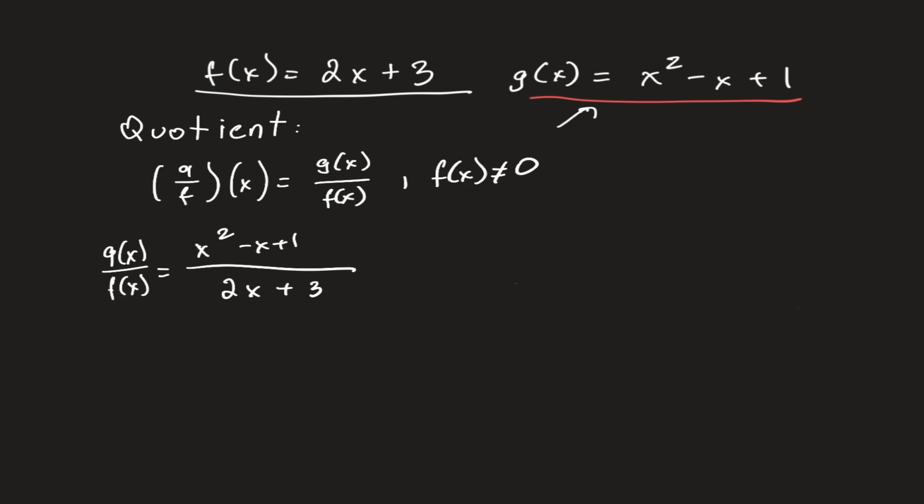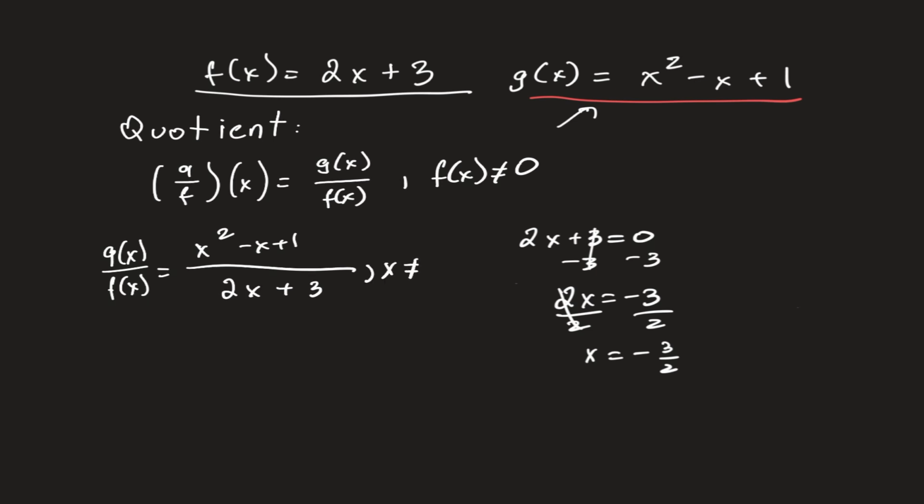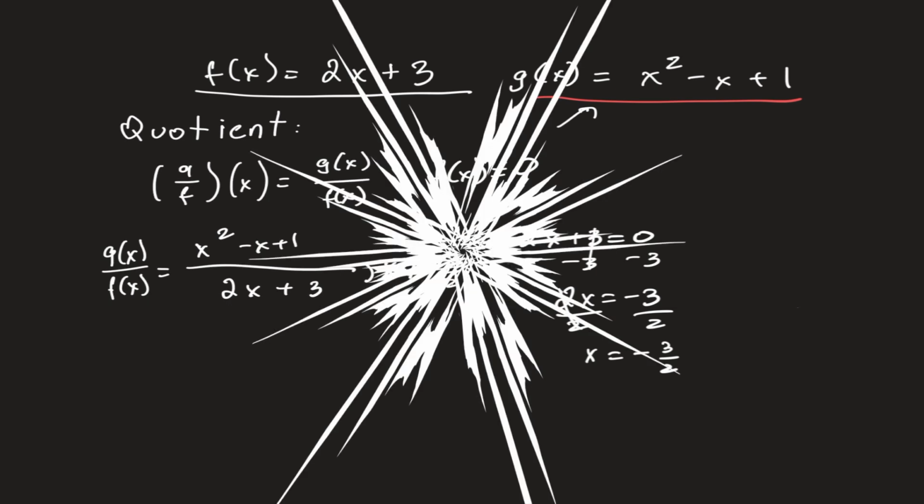So in order to find out when the denominator is equal to 0, we have to set the denominator equal to 0 and solve for x. So I'm going to subtract 3. 2x is equal to negative 3, divided by 2. x is equal to negative 3 halves, which means that this is my quotient, but x cannot equal negative 3 halves, because if it does, the denominator would be 0, and again, we have no solution.